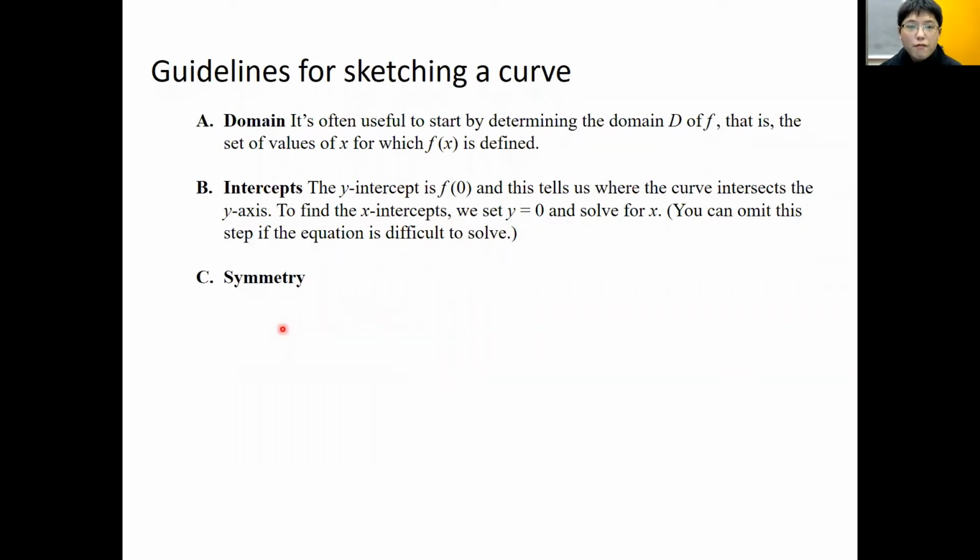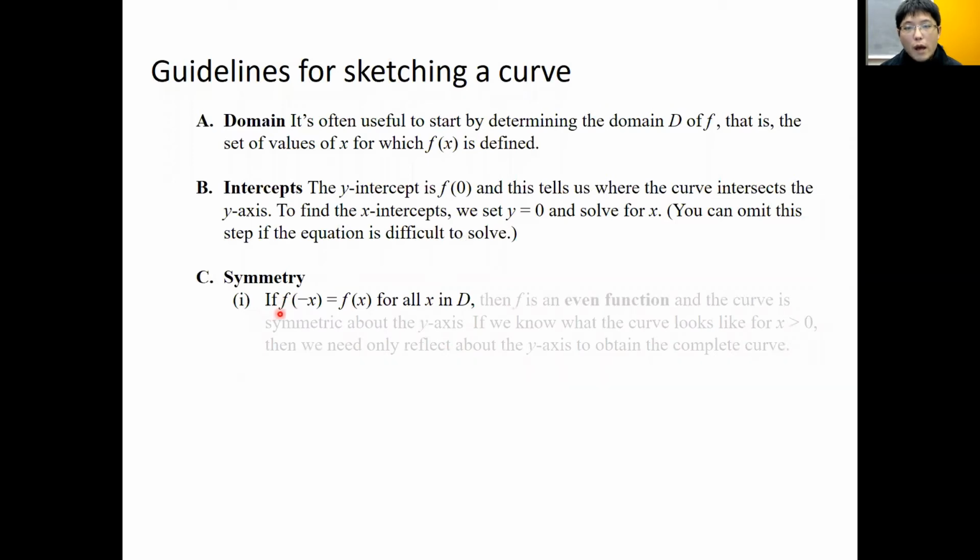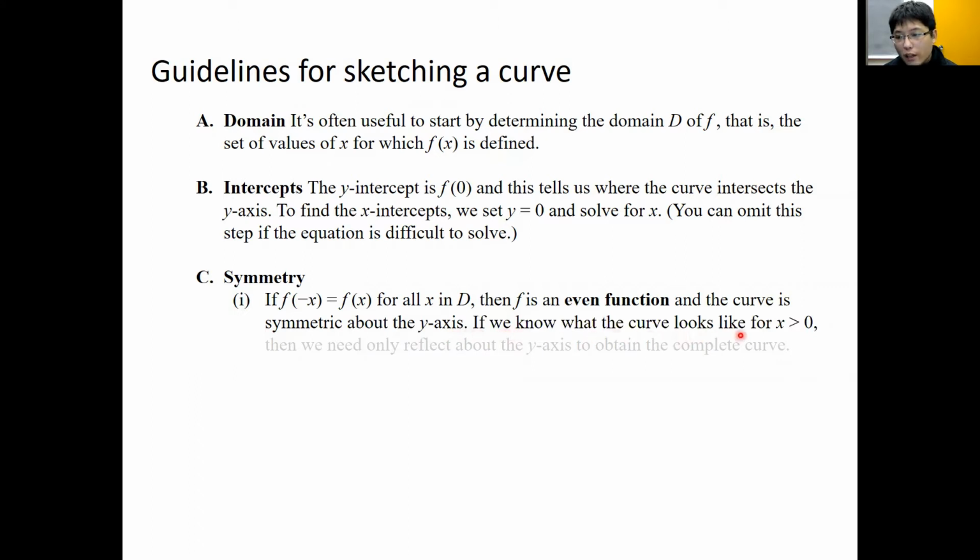The third step is to investigate if there exist symmetries on the graph of the function. And there are 3 types of symmetries we should investigate. The first type of symmetry happens when f(-x) = f(x) for every x in the domain. If this happens, then f is an even function, and the curve is symmetric about the y-axis. So this in particular means if you know what the curve looks like for x positive, then we only need to reflect about the y-axis to obtain the complete curve.